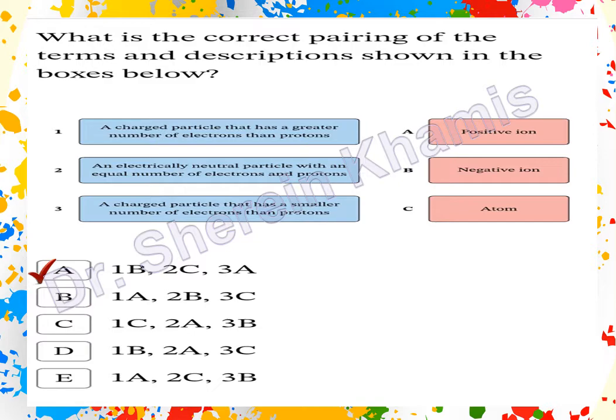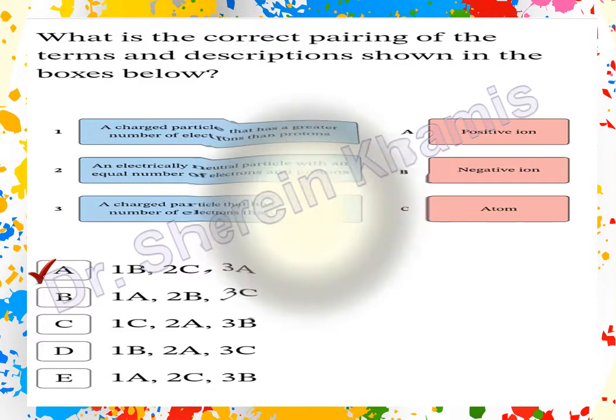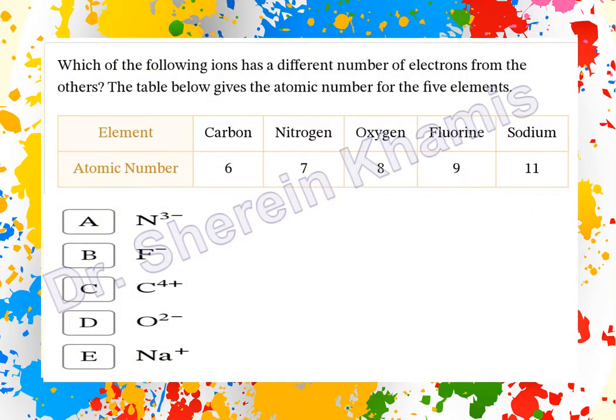We are going to complete another question. Let's go to question number 2. Question number 2 says we have a table. Which of the following ions has a different number of electrons from the others? The table below gives the atomic number for 5 elements: carbon atomic number 6, nitrogen 7, oxygen 8, fluorine 9, and sodium 11.